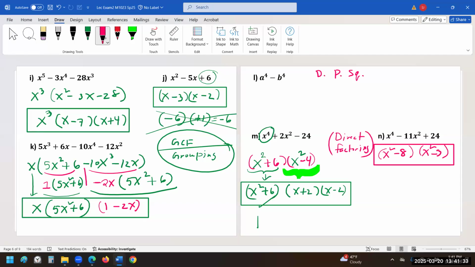And then we have fourth degree with 2 terms. With fourth degree and 2 terms, your goal is always to rewrite them in this format. We want to have a difference of two perfect squares. So how can you rewrite a to the 4 as something squared? What squared is a to the 4? A squared. What squared is b to the 4? B squared.